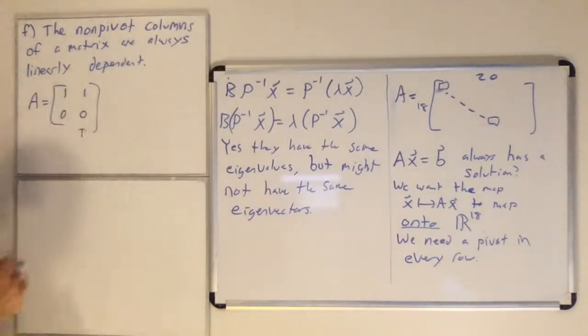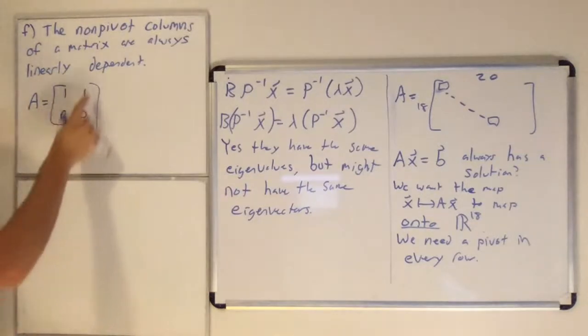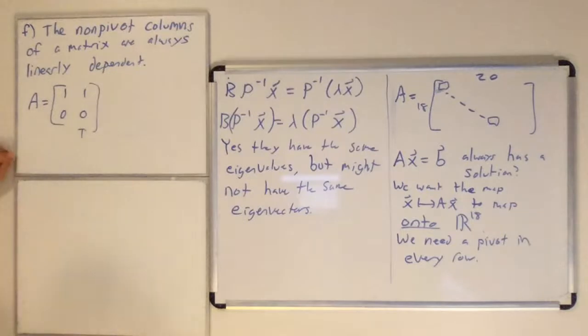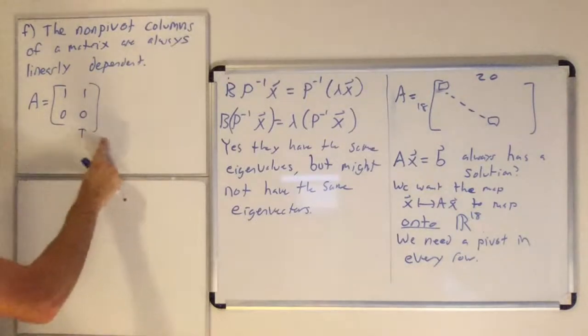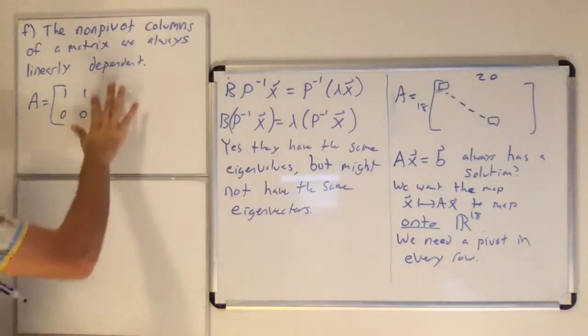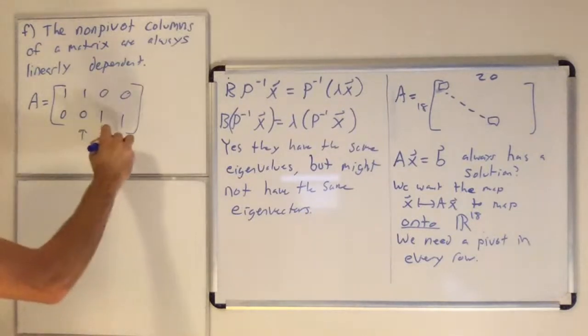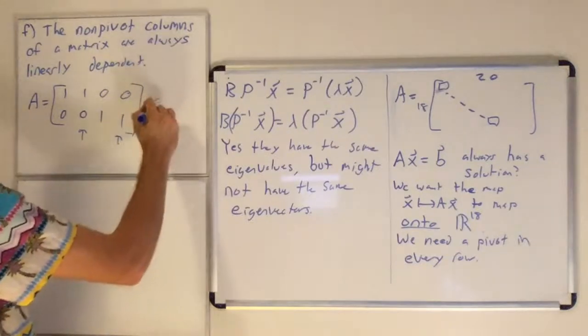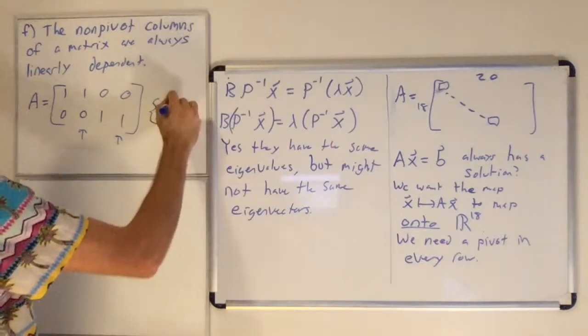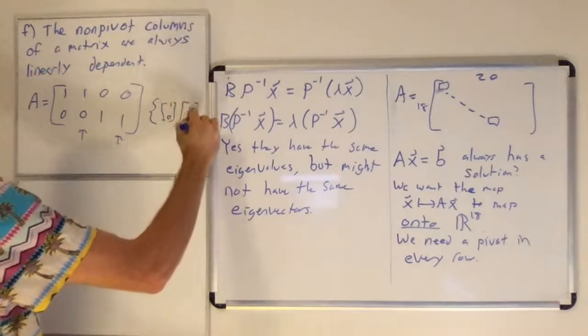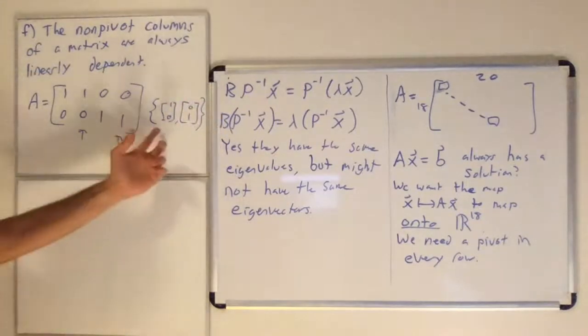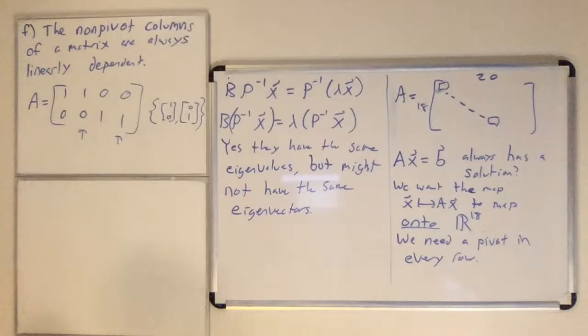Here our non-pivot column is just one vector, and one vector is always linearly independent unless it's a zero vector. If you're not happy with this counterexample and wanted something a little more complicated, we could look again at the non-pivot columns, and you could check that that is clearly a linearly independent set.